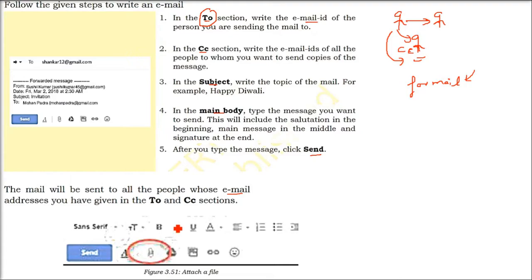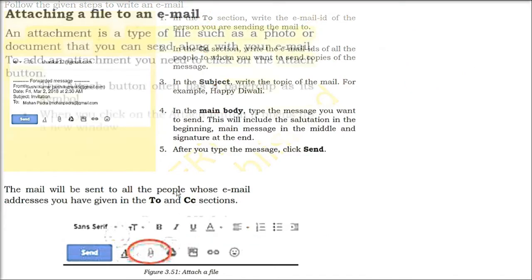Then you will send. If you want to attach some document, images, spreadsheet, audio, video, there will be a paperclip button in all the emailing services. So you can attach a document, picture, images, audio, video and send them along with this email. So these are the options possible.